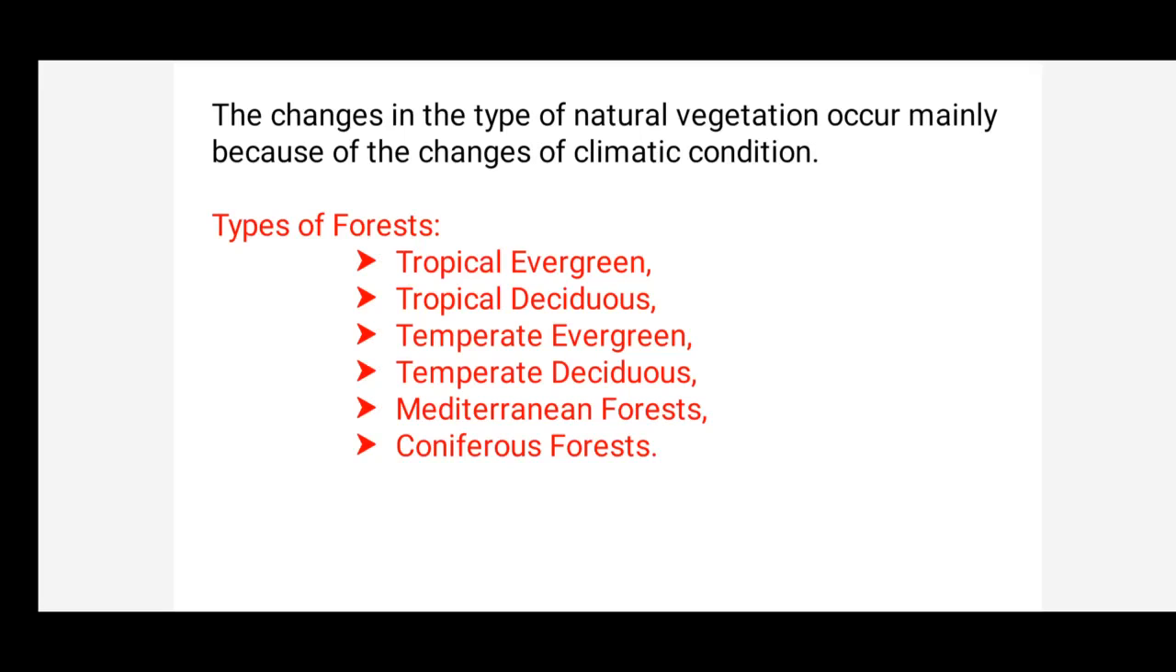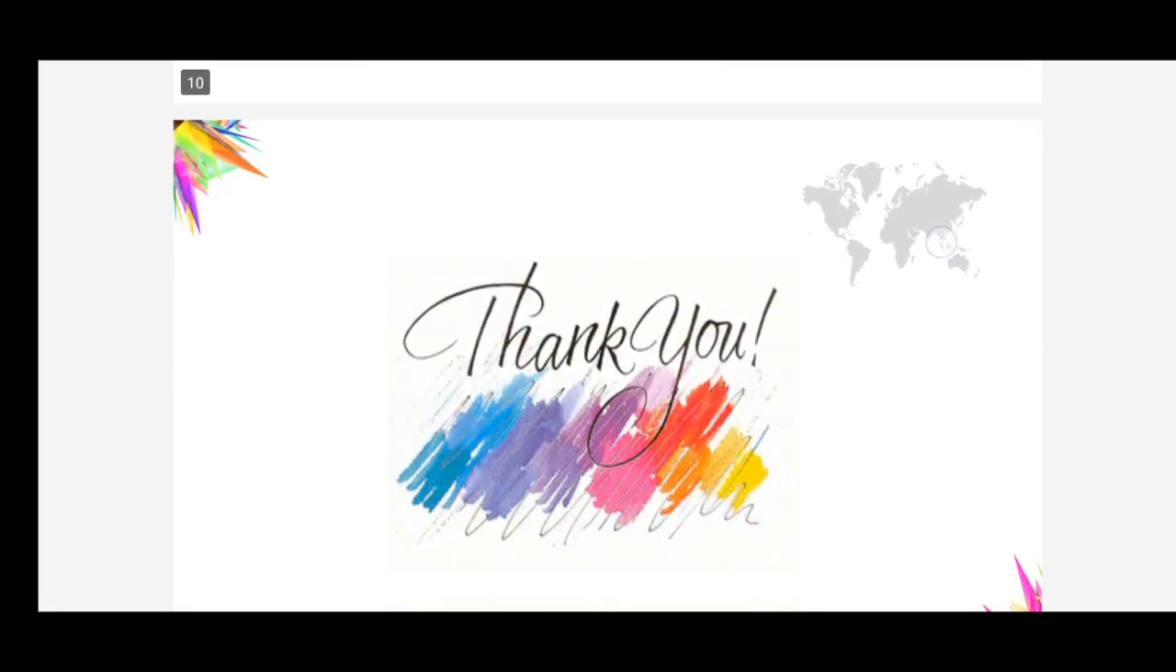In the next class, let's discuss different types of natural vegetation of the world with their characteristic features. All the vegetation is not the same. I told you about dense forest, meaning thick forest, deciduous forest or dry vegetation. These are the types of forests: tropical evergreen, tropical deciduous, temperate evergreen, temperate deciduous, Mediterranean forest and coniferous forest. Got it, children? We'll discuss these forests in detail in the next class. That's all for today, children. Thank you.